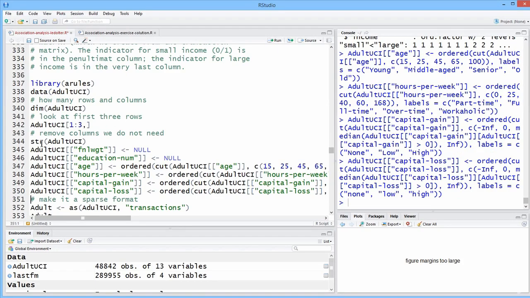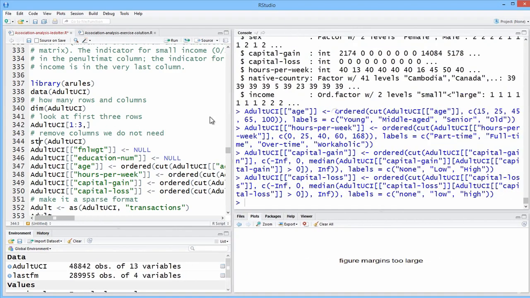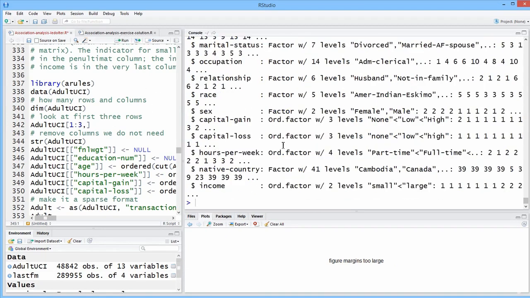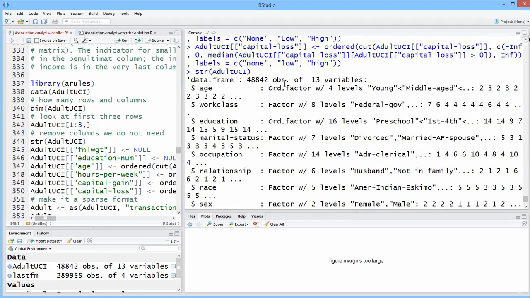And let's go back and look at the data set again before we transform it into a transactions sparse matrix. Okay, so now everything's a factor or an ordered factor. Where we had age before, we don't have numbers anymore. We just have young, middle-aged, and so on. And these numbers actually, 1 is young, 2 is middle-aged, 3 is the next one, senior, and so forth.